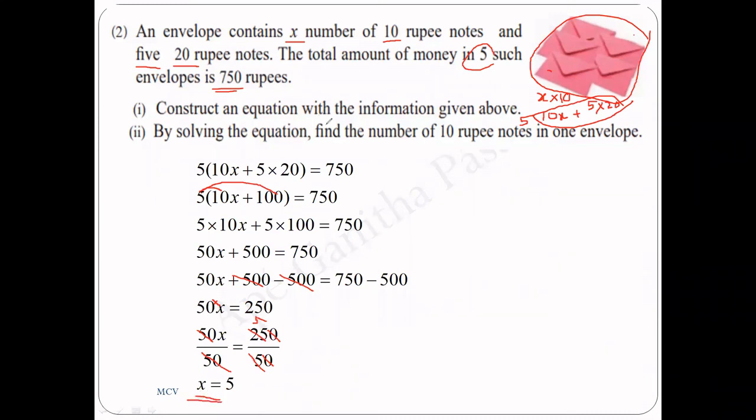Here they don't ask to check the solution. By solving the equation, construct the equation with the information given below. So this is the equation. This is Roman number 1. Now, by solving the equation, find the number of 10 rupee notes in the envelope. Solving the equation means this part, up to getting the answer. So this is Roman number 2.